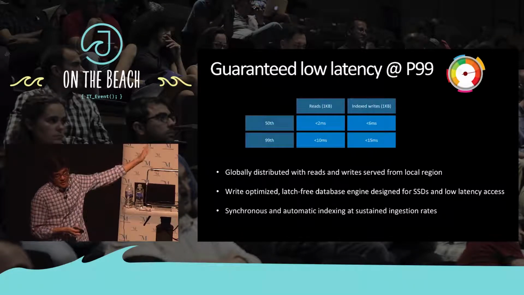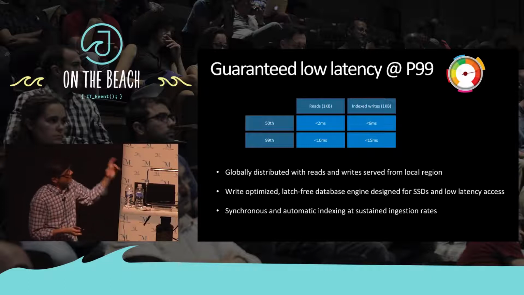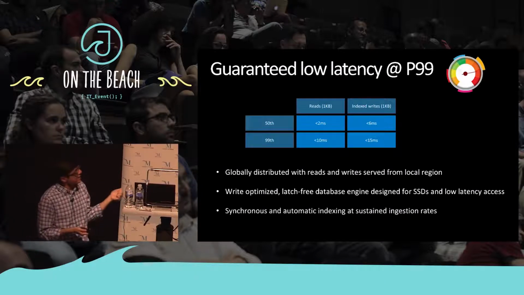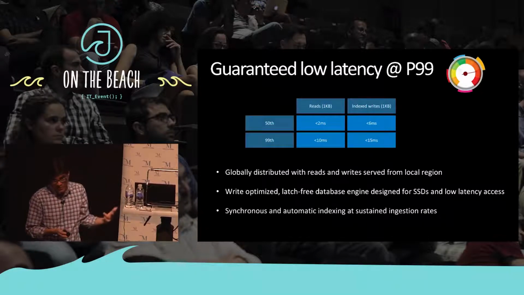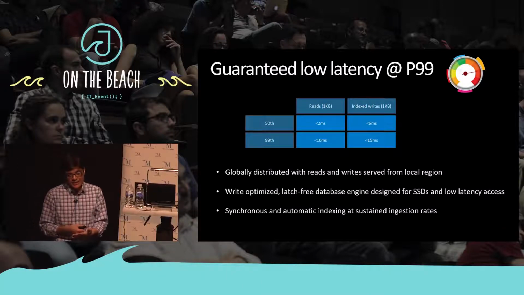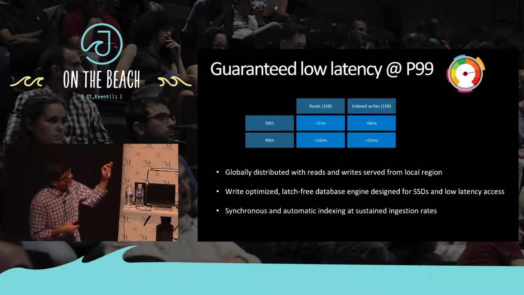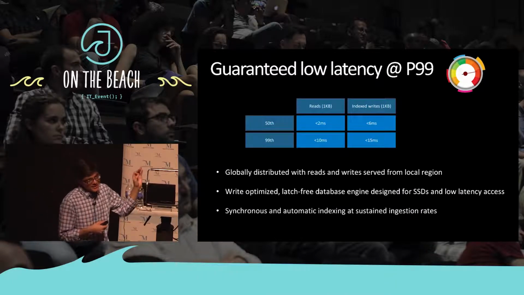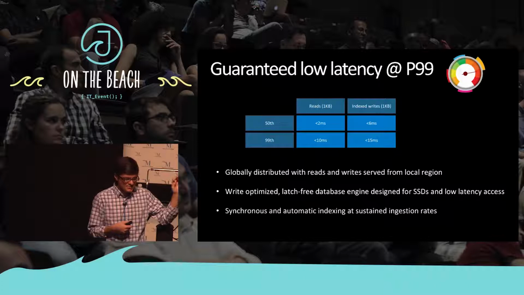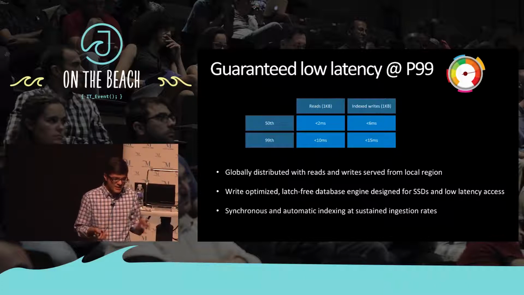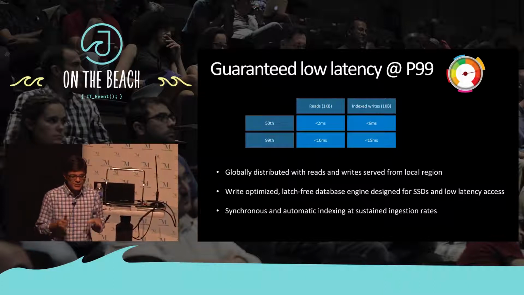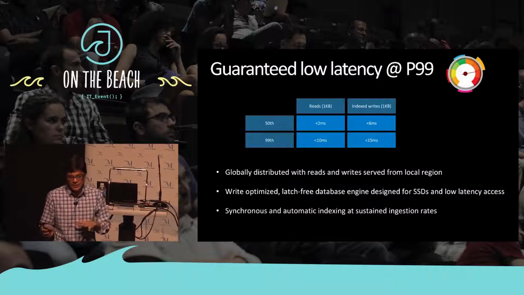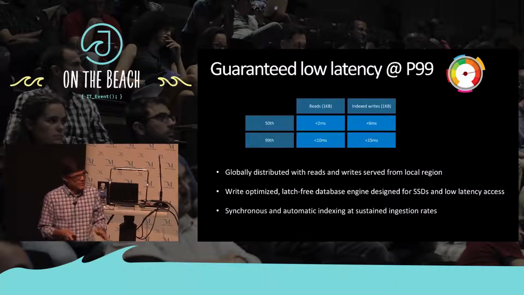And we give comprehensive SLAs as part of this. Guaranteed low latency at the 99th percentile. We give you right now less than 15 milliseconds at P99 for all the indexed writes, and less than 10 milliseconds at the 99th percentile for all the reads. Index writes have improved since this slide was done. It's now in the range of 10 milliseconds, but we're still hardening it, and our goal is to reduce the write latencies as much as we can.